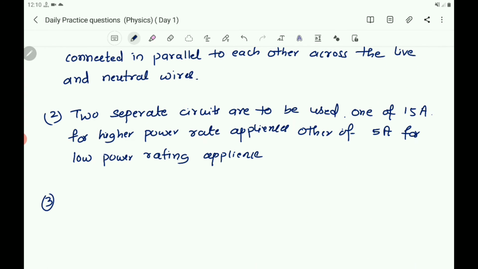The next, fuse must be connected in series with the live wire. Fuse must be connected in series with the live wire.